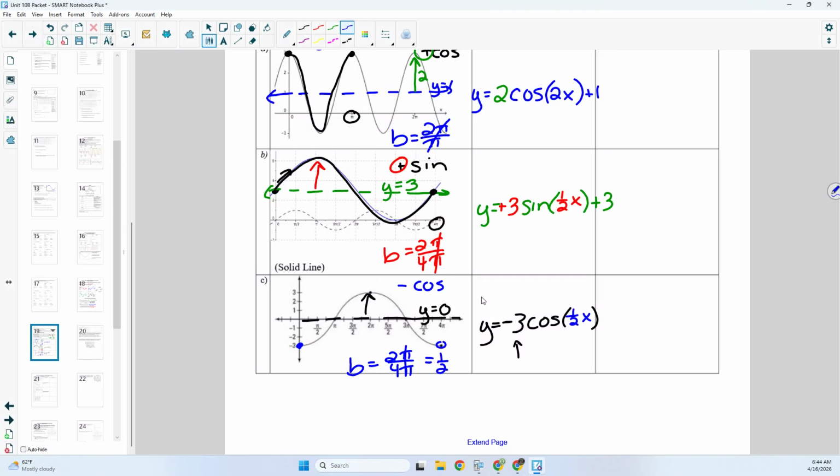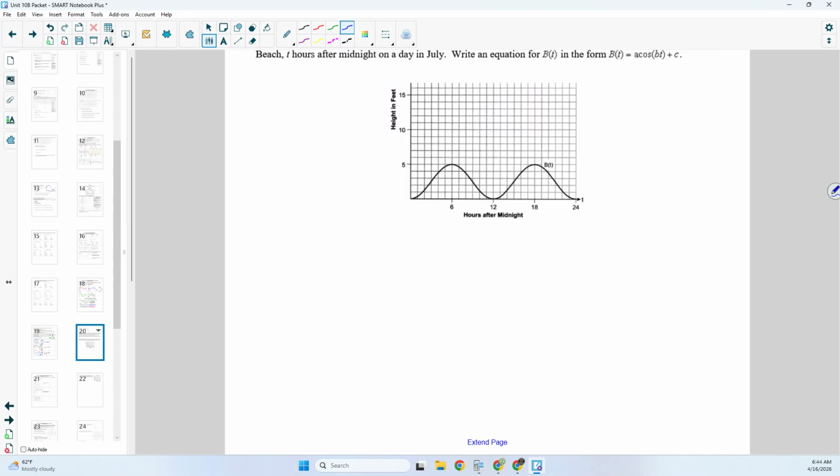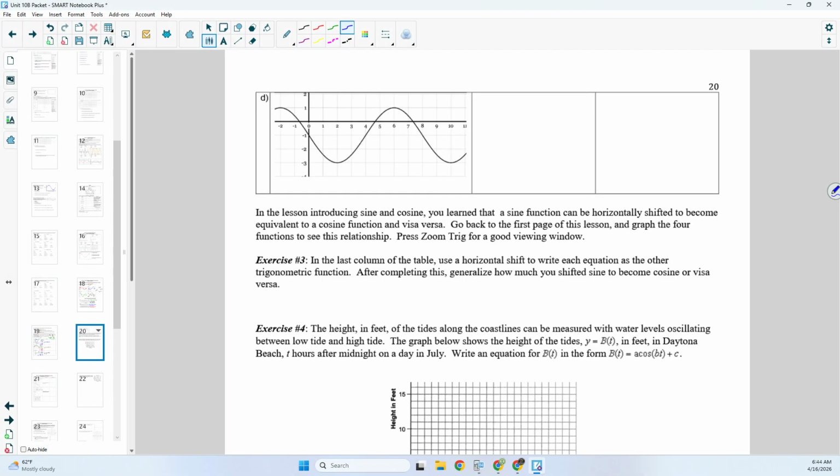So we're going to go to the next page. I'll just do the top one, and then we'll just start to talk about these transformations. So looking at this one, this time I am starting on the midline for my y-intercept. It goes down first, so I have a negative sine function. My midline is y equals -1.